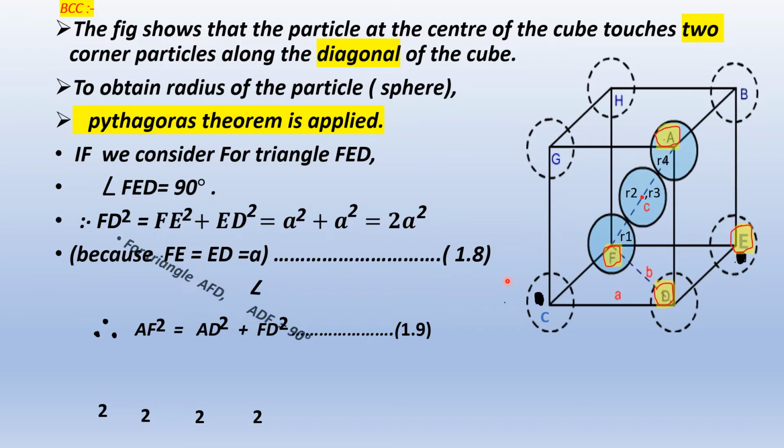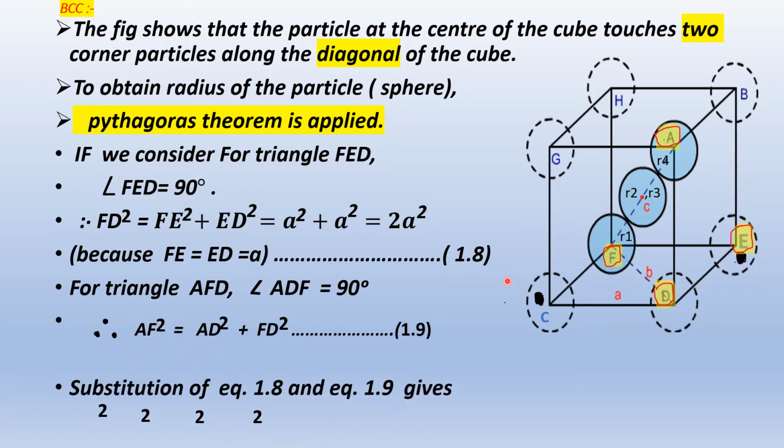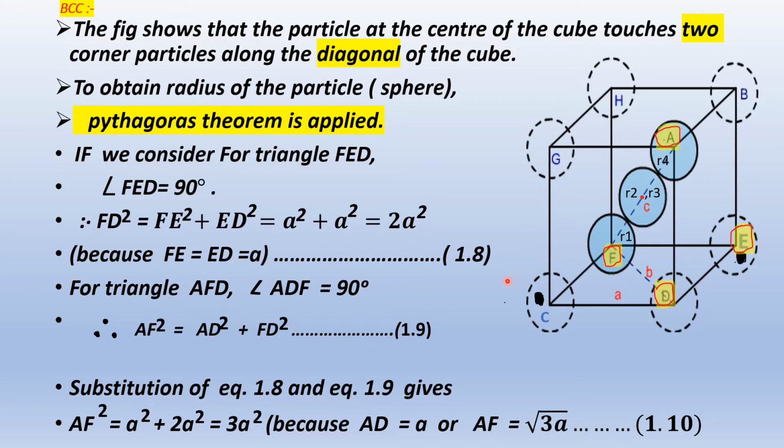Then what is the next triangle AFD? Here also the angle between them is 90 degrees, that is also a right angle. Therefore here also AF square is equal to AD square plus FD square. Substituting both the above equations, AF square is equal to A square plus twice A square, which is thrice A square, because AD is equal to A. So AF is equal to root 3A.